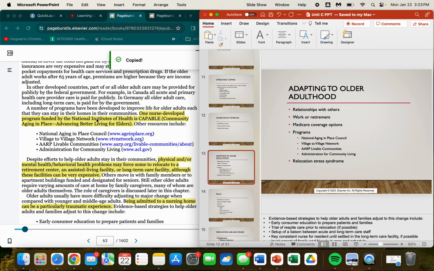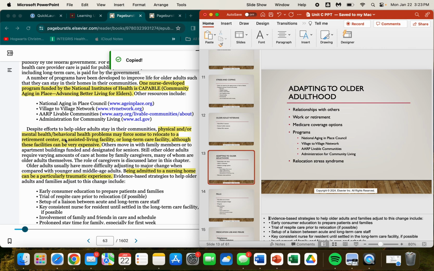One of those is a nurse-developed program funded by the NIH, and it's called CAPABLE, which is Community Aging in Place, Advancing Better Living for Elders. And then just note these different ones, including all of these listed here. You don't have to know them in detail. Just know the names of them, and that they are intended to help older adults adapt.